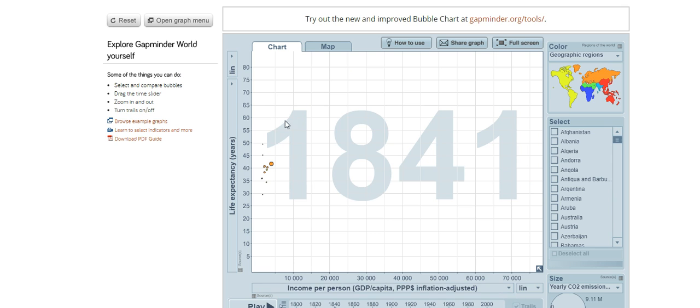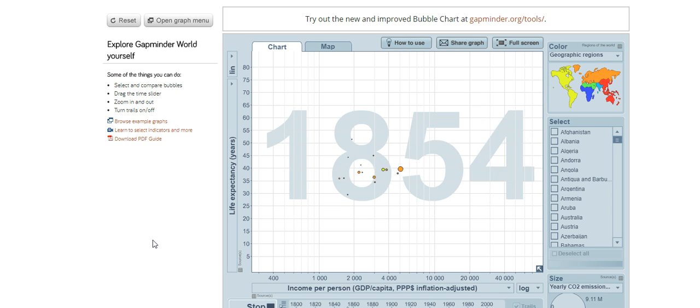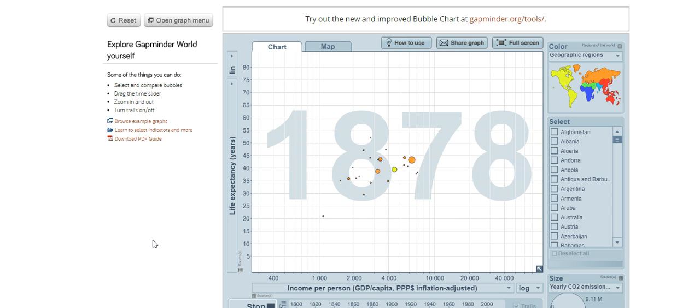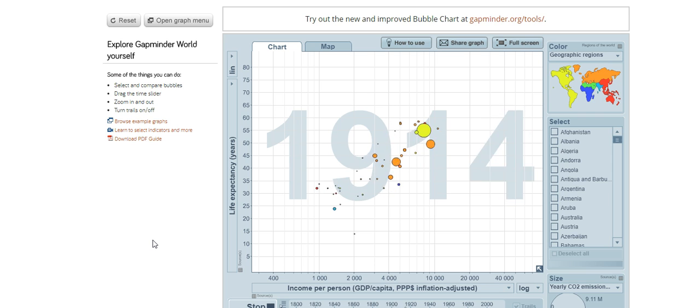I don't know if this is in the right. It's linear and linear. Let's go to logarithmic again. I think that's what it's supposed to be. And let's just play it and just watch what happens. So this is life expectancy. So we're at about 1900 now, 1910.